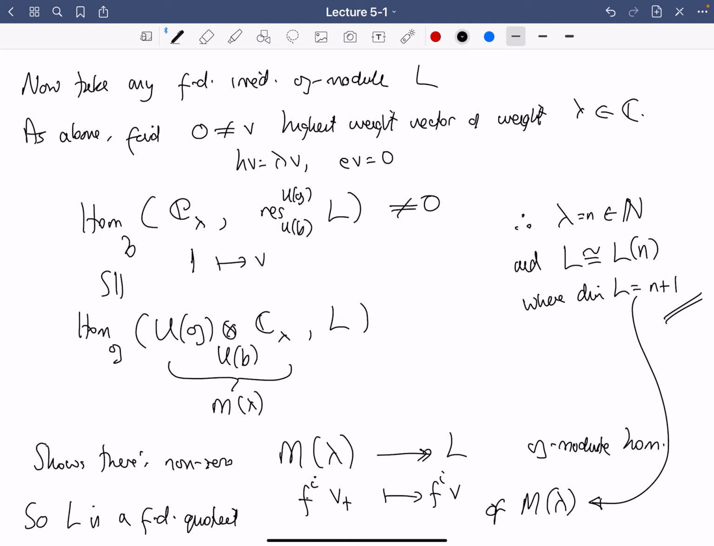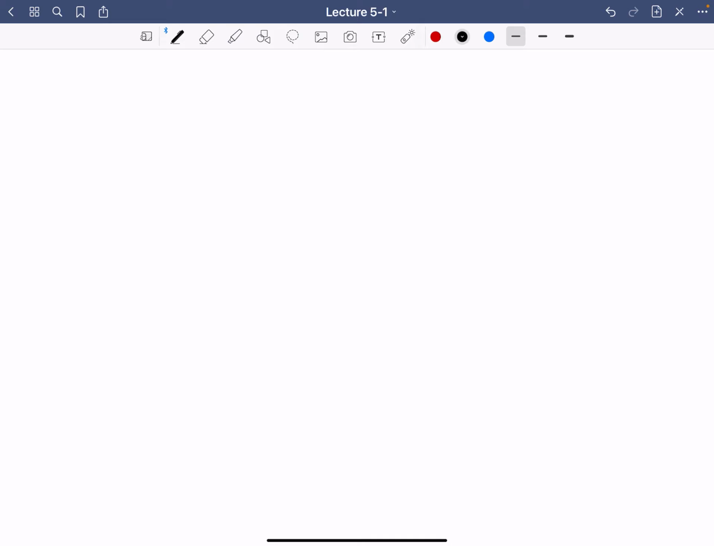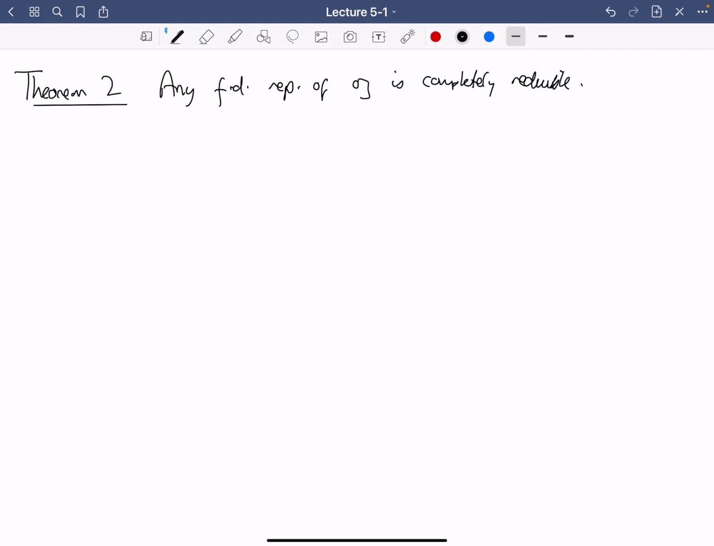Okay, so that's all looking great. So I'm going to prove one more theorem in the last 10 minutes today. So we've just classified all the finite dimensional irreducible representations. Now I want to prove that any finite dimensional representation of G is actually completely reducible. So having classified the irreducible ones, now I'm showing that any finite dimensional representation is isomorphic to a direct sum of those L of n's that we just classified.